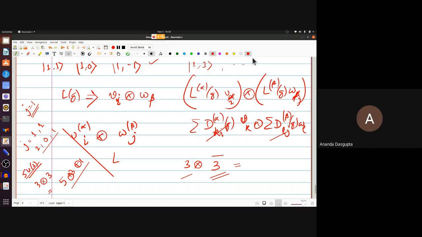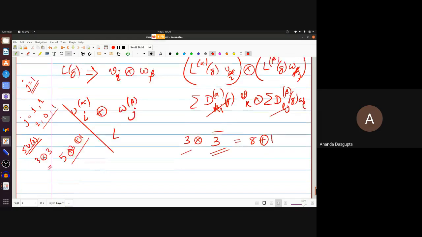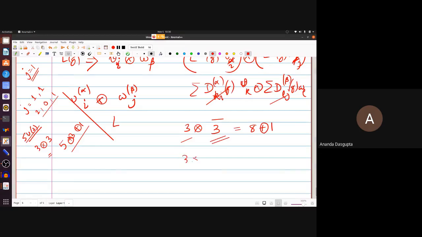In SU3, of course, the decomposition will be different, and you have to figure out what the decomposition rules are. And for that, the Young diagrams become pretty useful. That's one nice way of doing the decomposition. It turns out that this is a decomposition like this. 3 cross 3, on the other hand, is actually 6 plus 3 bar.